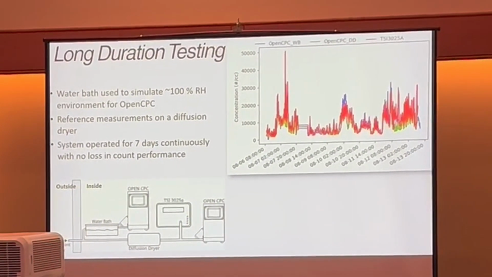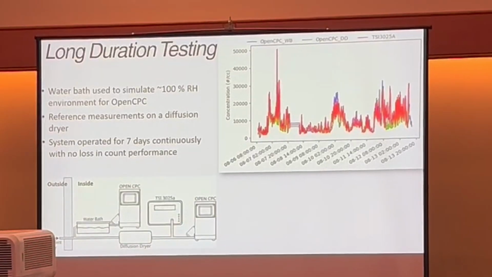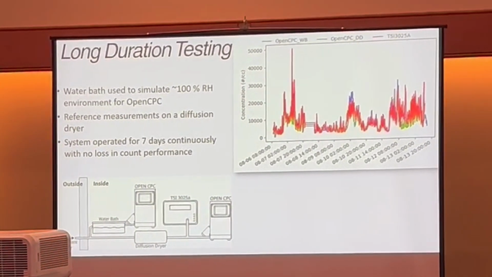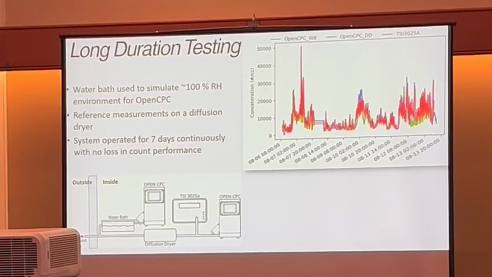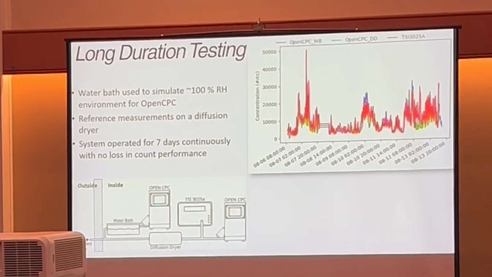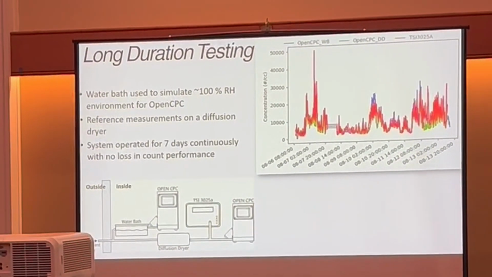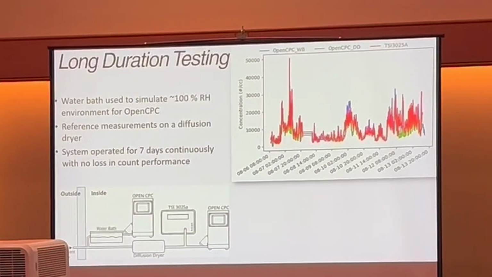This is the plot of the concentration of these 3 devices. And what we found is that over that entire week, the device operating with the water bath continued to operate fine. So it highlighted that this little 6.5 degree C delta that we're running seems to be sufficient to prevent water condensation in the system.